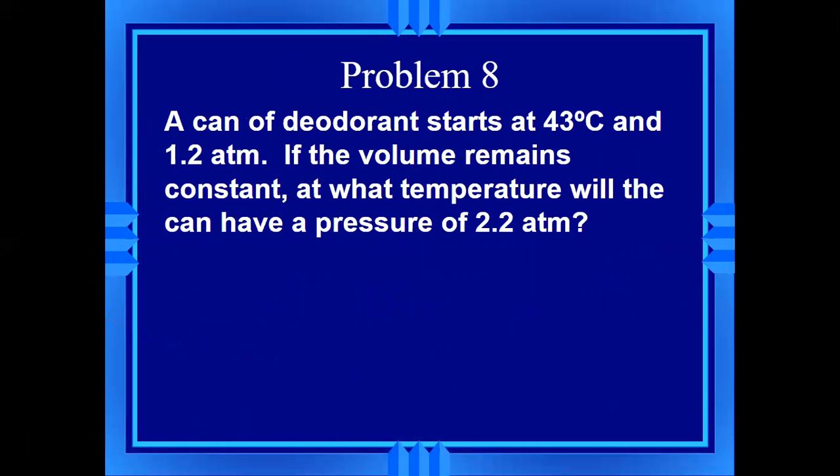Now, here's another one that I want you to do on your own. You may want to pause the video right here. So you have a can of deodorant that starts at 43 degrees Celsius and 1.2 atmospheres. If the volume remains constant, what temperature will the can have a pressure of 2.2 atmospheres? So pause for a second, work this out.